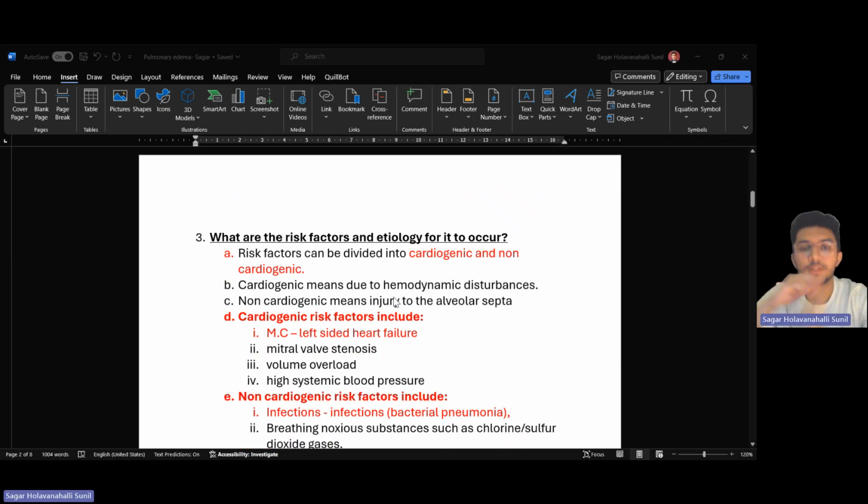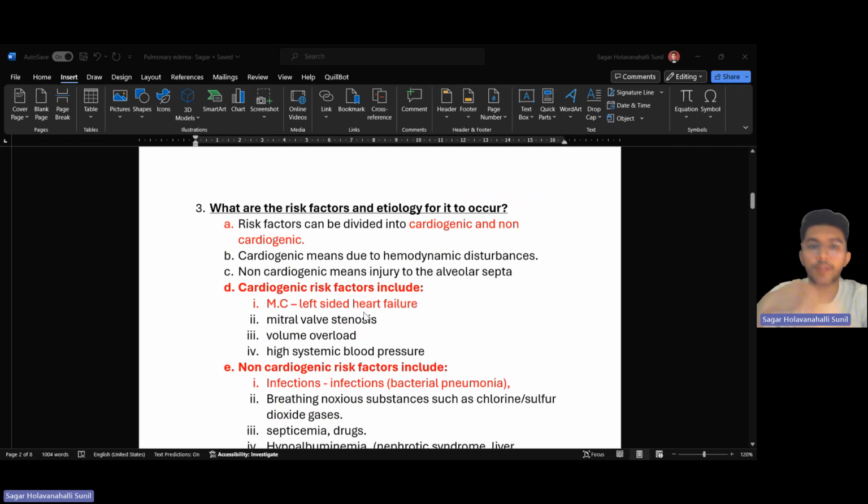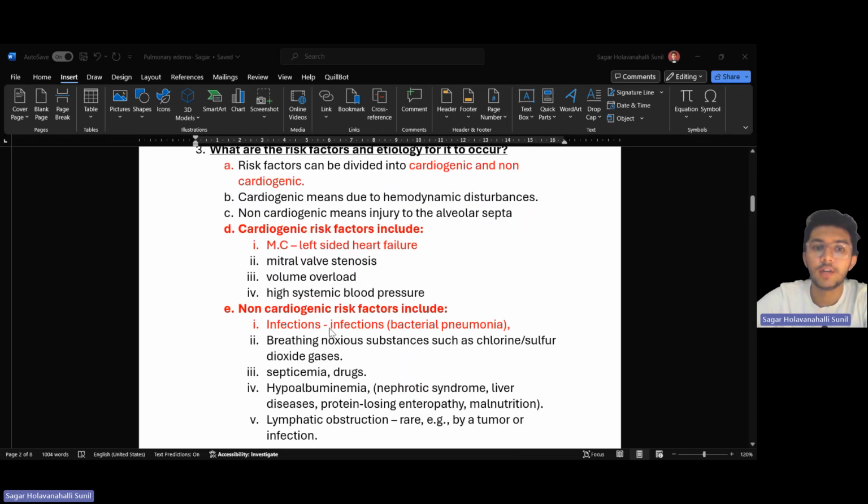Now, if you look at the risk factors, essentially you divide both risk factors as well as pulmonary edema itself into cardiogenic and non-cardiogenic. By cardiogenic, I mean cardiogenic factors, right? For example, left side heart failure, mitral valve stenosis, volume overload, high systemic blood pressure. Now, how do these actually cause pulmonary edema? That will be covered in the pathophysiology part of today. And similarly, we have the non-cardiogenic risk factors that include infections, breathing noxious substances, septicemia, hypoalbuminemia. Again, how do these cause pulmonary edema?